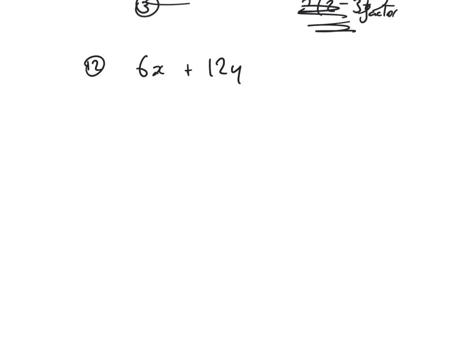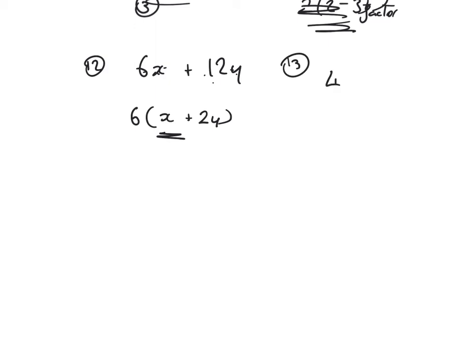Okay, so there's 2 letters involved here, but let's follow that same rule. So highest common factor, well, were there any letters in common? No. But there is a number in common. Factors of 6: 1, 2, 3, 6. Factors of 12: 1, 2, 3, 4, 6 and 12. The highest common factor is 6. 6 times what gives me 6x? That's x. 6 times what gives me 12y? Well, 6 times 2 is 12, so that'll be 2y. 6 bracket x plus 2y.